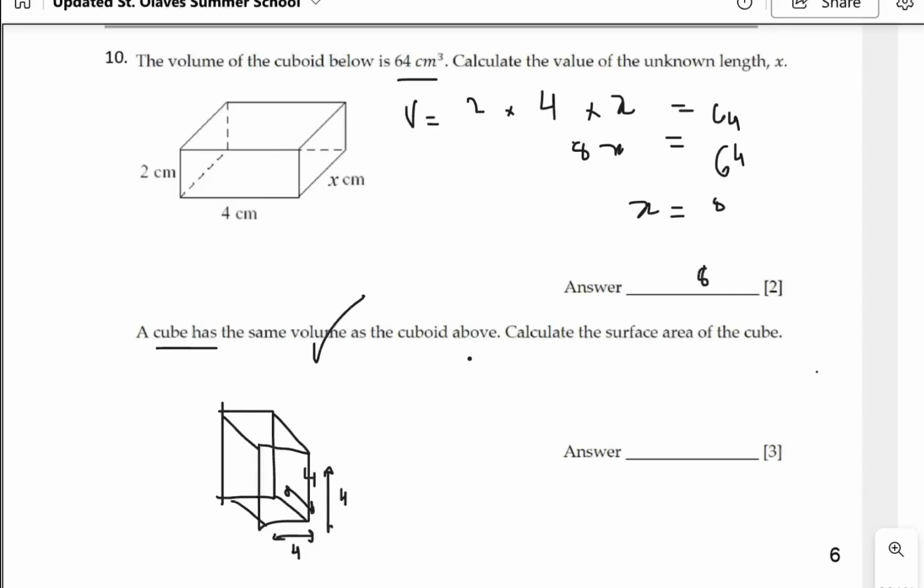However, we're not done. We need to calculate the surface area of the cube. So 4 times 4, each surface is equal to 16. And how many faces does a cube have? It has 6 faces. So if 1 is equal to 16, then we have 16 multiplied by 6 faces, which is equal to 96, and that is the math section.